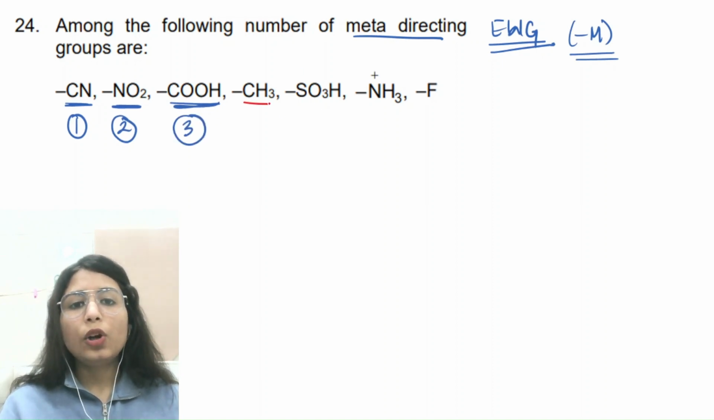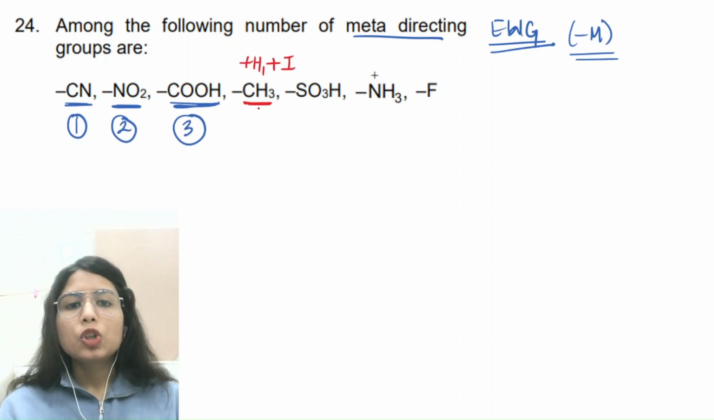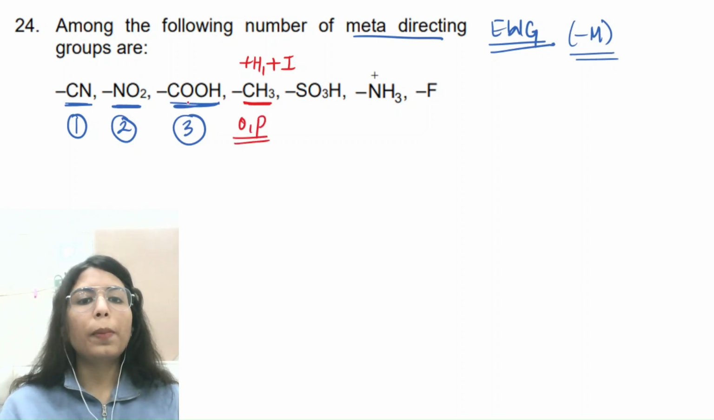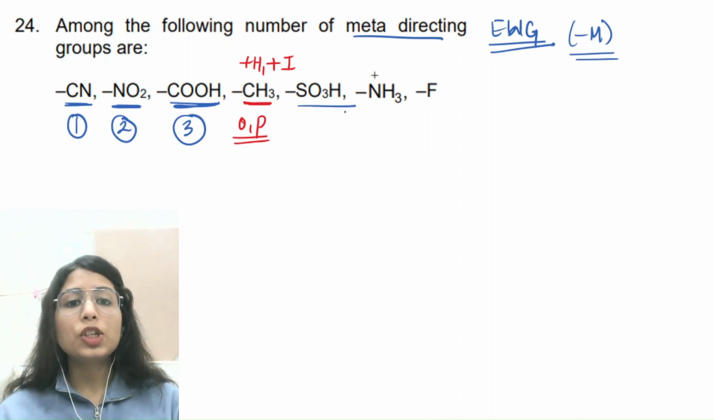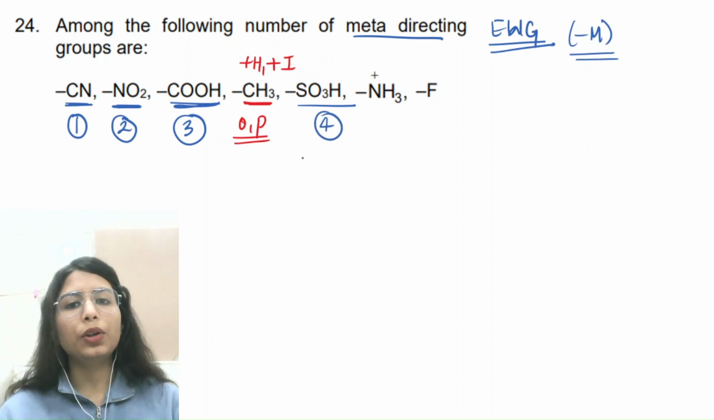CH3 is basically your electron donating group. It donates electrons through +H and +I, right? So it is not your meta-directing group. Instead this is your ortho-para-directing group. Coming back to meta-directing groups, SO3H is also your electron withdrawing group. So this is also your meta-directing group.